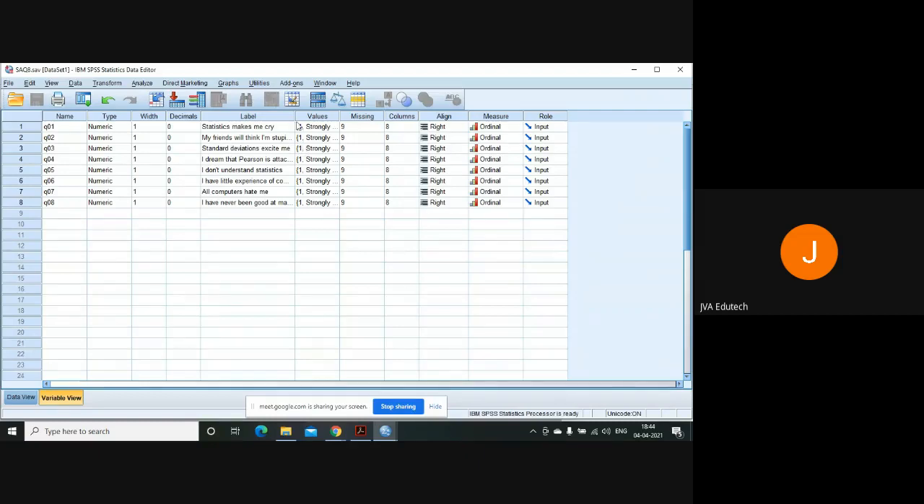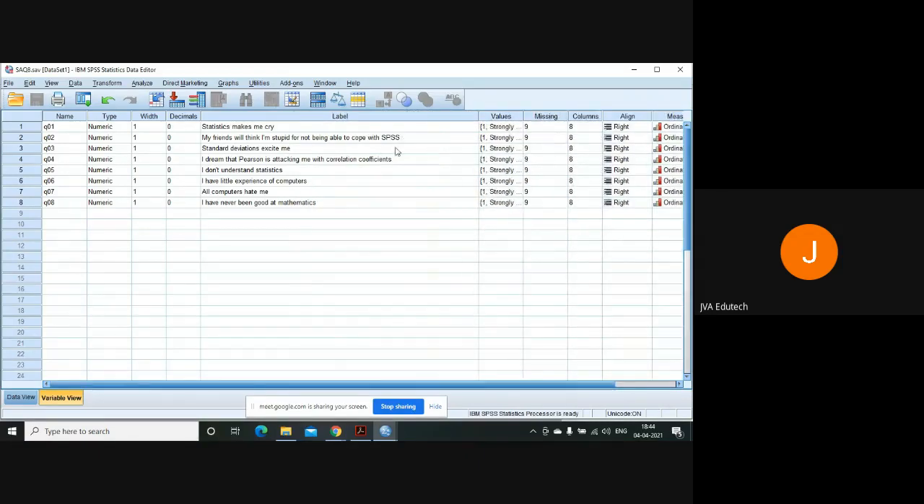Like if you see all these questions: Statistics makes me cry. My friends will think I'm stupid for not being able to cope with SPSS. Standard deviations excite me. I dream that Pearson is attacking me with correlation coefficients. I don't understand statistics. I have little experience of computers. All computers hate me. I have never been good at mathematics. All these are telling anxiety towards SPSS. So anxiety towards SPSS is explained by all these 8 statements, and they share a common variance, meaning the total variance is explained by the common variance.